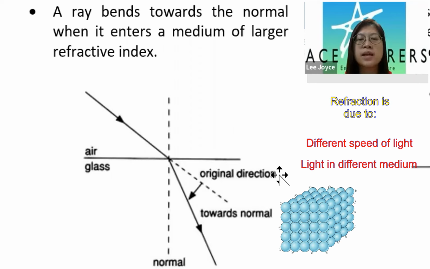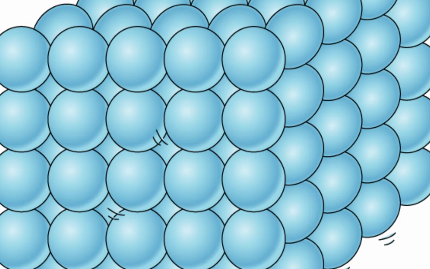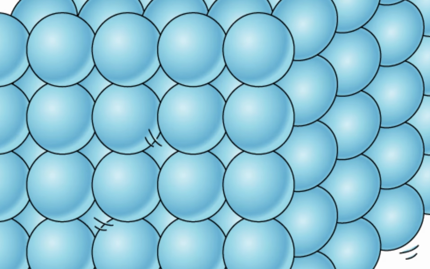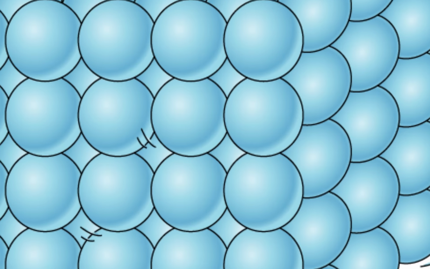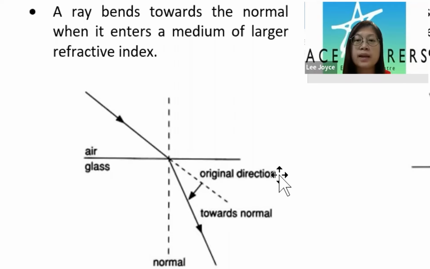Because in the solid medium, the particles are so closely packed together, when the light ray travels into this solid medium, it slows down the speed of the light. Because the particles are so closely packed, they act as an obstruction to prevent the light from going through quickly. So the speed of light changes in different media. That's why the light ray will bend.